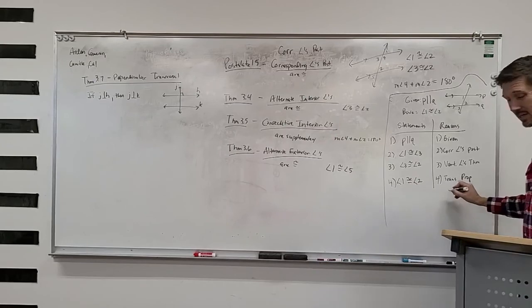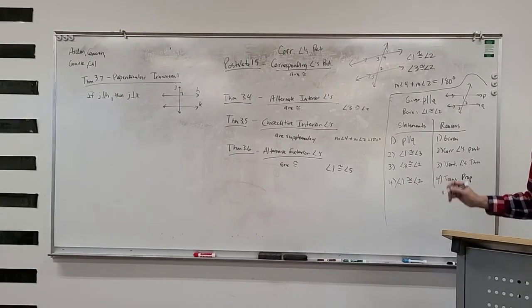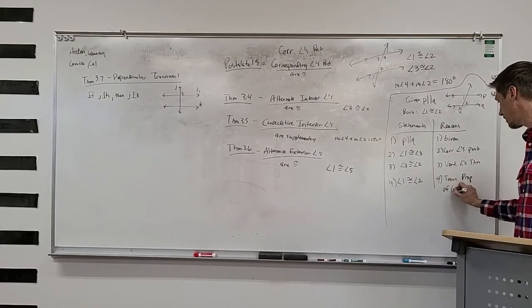Transitive property of angle congruence, or something like that? Of congruence. Yeah. Transitive property of congruence, right?